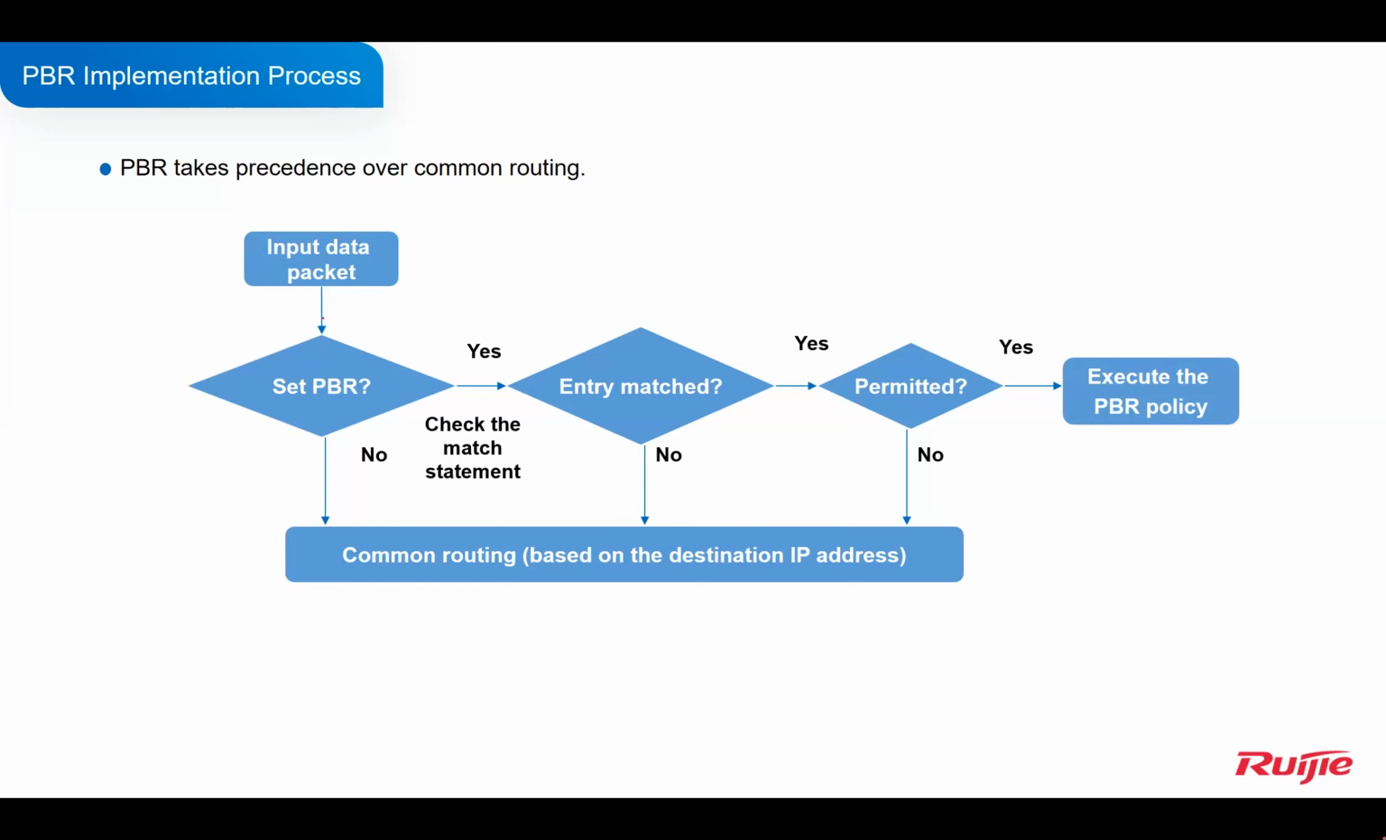If we don't have the PBR, we will transfer the packets by common routing. And if we can't match the entry, we also transfer our packet by common routing. And if we find the entry doesn't match or is denied, we also have to transfer the packets by common routing information. So this is the PBR.